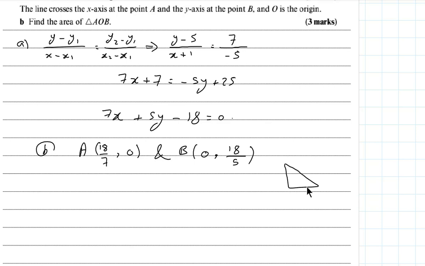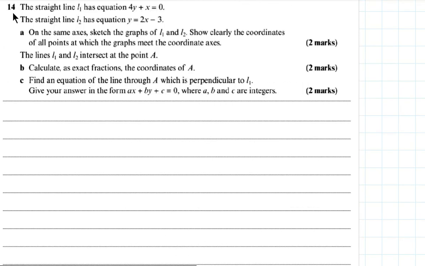Now we have a right angle triangle like this. This is A and this is B and this is the origin, so the area should be half base times height. The area should be half base, which is 18 over 7, multiplied by height, which is 18 over 5, and the answer should be 162 divided by 35.